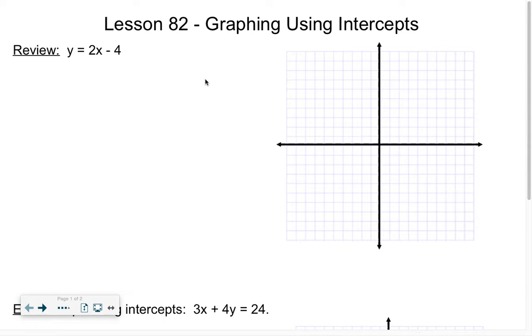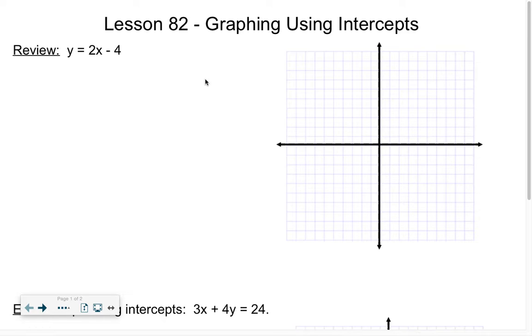For lesson 82, we're looking at a different way that we can go about graphing our lines. To begin with, let's do a little review. We have the equation y is equal to 2x minus 4. The methods that we know as of right now: we can do our xy table, which is simply plugging in values for x and solving for y, plot the ordered points, and then draw the line through the points.